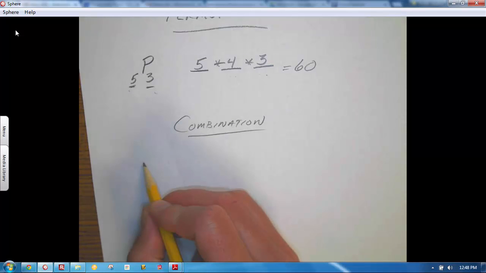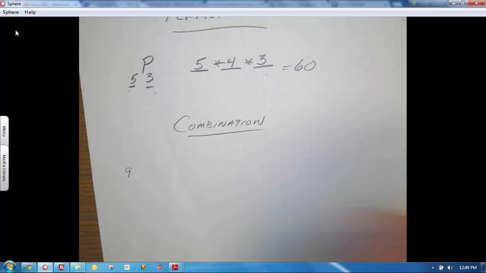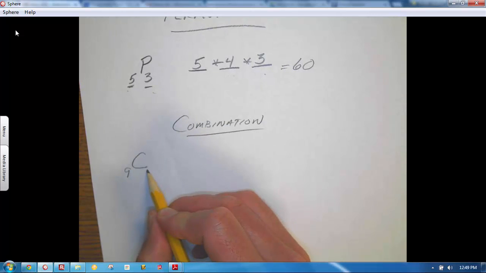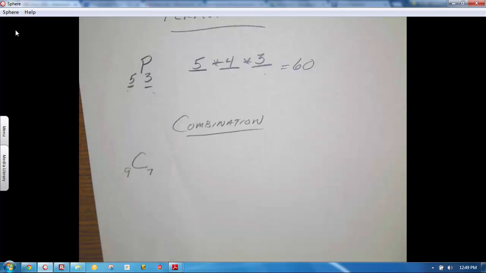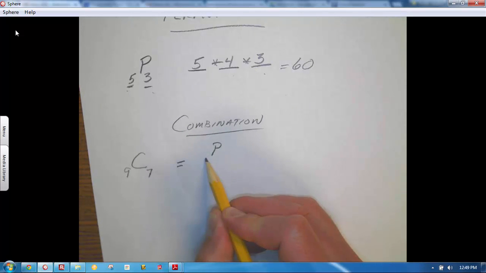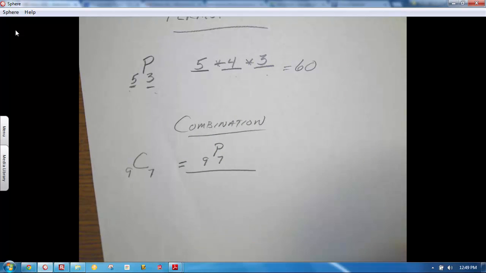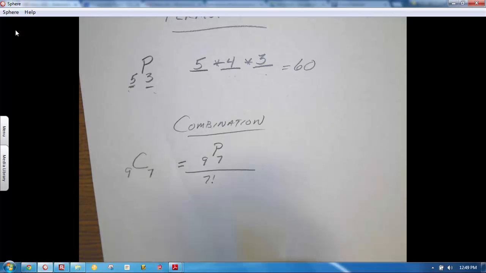To do a combination, let's say we've got 9 objects to choose from, and we can pick 7 of them. Okay, now the combination formula: we take the combination of 9 things chosen 7 at a time, and we turn it into a permutation of 9 things chosen 7 at a time, and we divide it by 7 factorial. Okay, and what this does, dividing by 7 factorial, actually eliminates all of the duplicates.